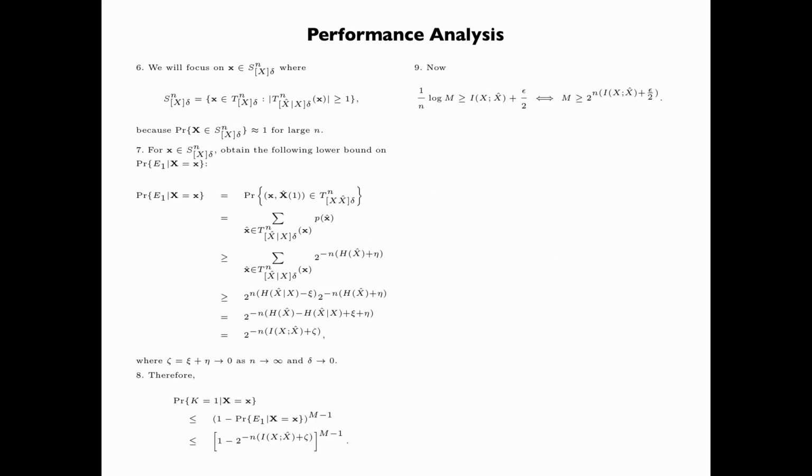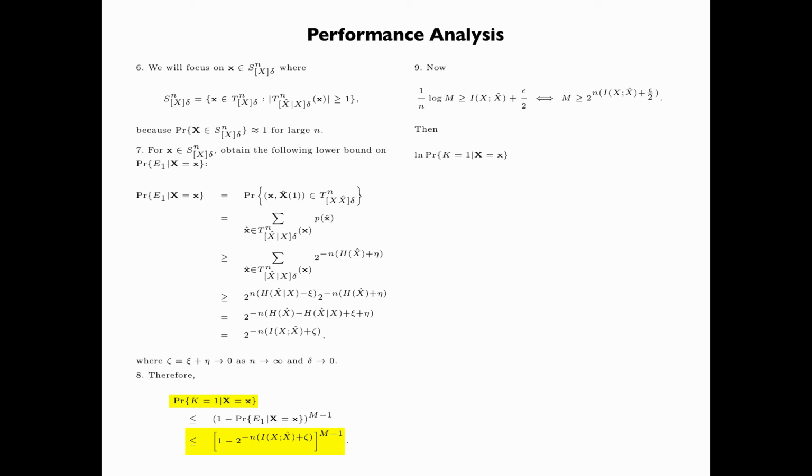Now recall that we chose m such that 1 over n log m is greater than or equal to I(X;X̂) plus epsilon over 2. This implies that m is greater than or equal to 2 to the power n times (I(X;X̂) plus epsilon over 2). In step 8, we obtain an upper bound on the probability of K equals 1 given that X is equal to x.